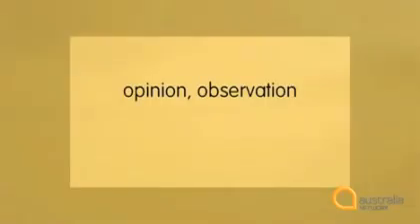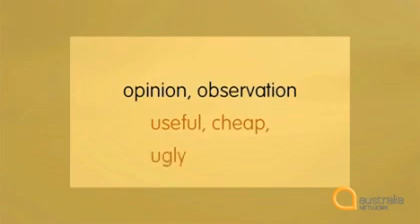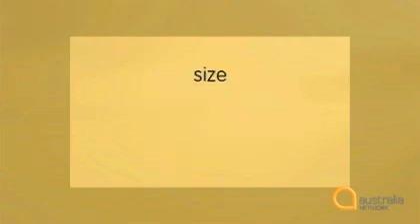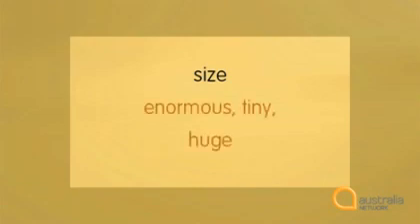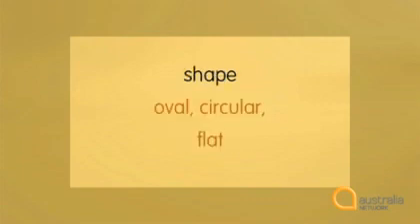The second type of adjective is opinion or observation. This tells you something about the quality of the noun. Useful, cheap, ugly, beautiful. Then we have size. For example, enormous, tiny, huge. Followed by age. It could be old, modern, 7-year-old. Then shape. Perhaps oval, circular, or flat.